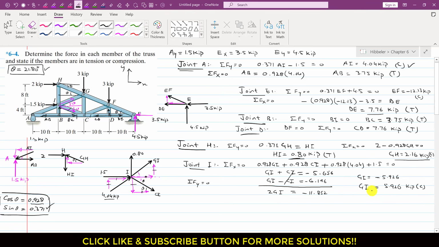And similarly, if we put this gi value in one of these equations, we will get the ci value. So ci will be equal to 0.27. We get a positive sign, so this means that the assumed direction of ci is accurate. It is the tension force, right? So this is the tension force.